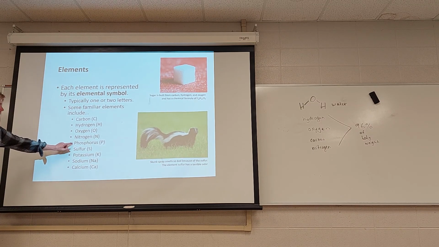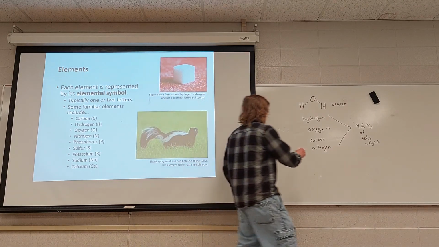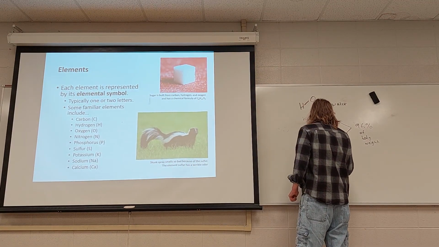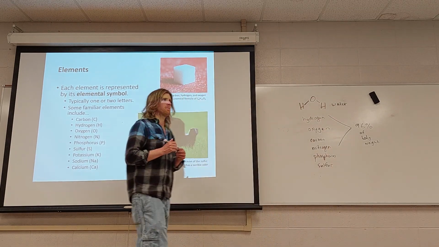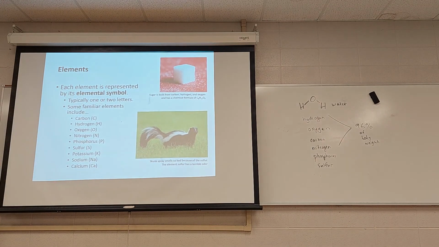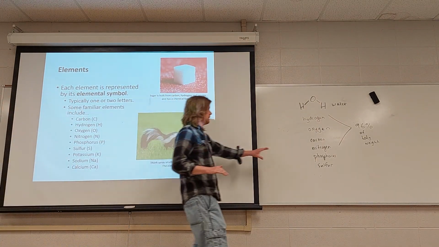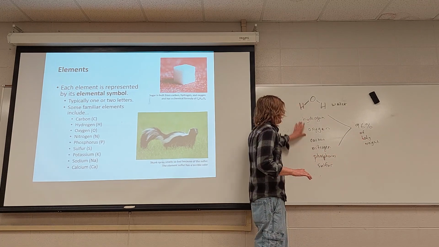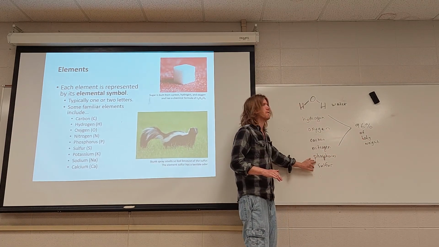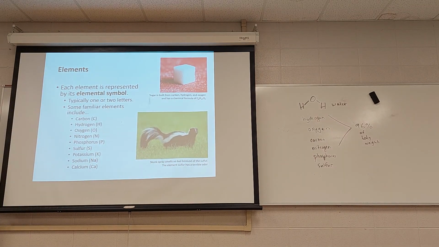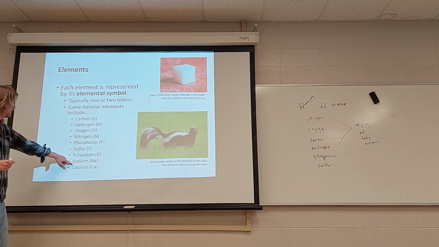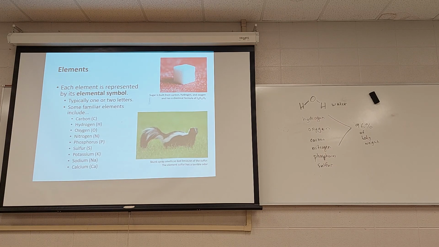Two other elements that are also prevalent are phosphorus and sulfur. Some people focus on these six making up the bulk of your body weight rather than just these four. So phosphorus and sulfur are also relatively prevalent in living things. We've also got some examples of some metals that you need. Potassium, sodium, and calcium are all metals.